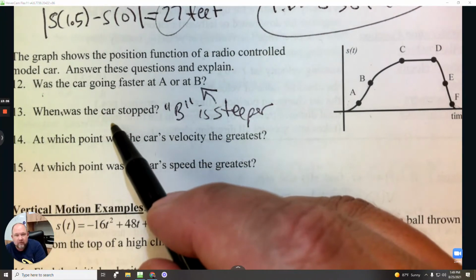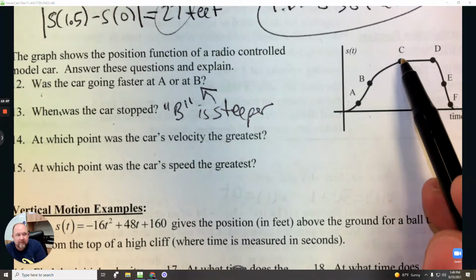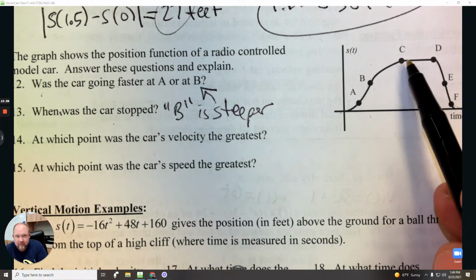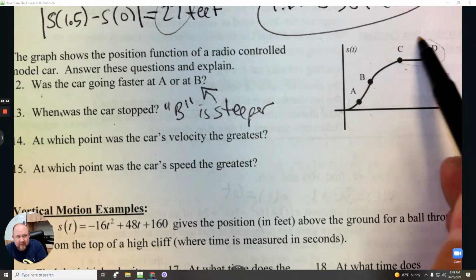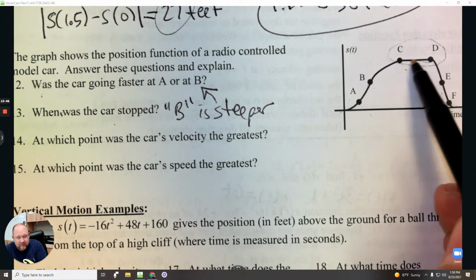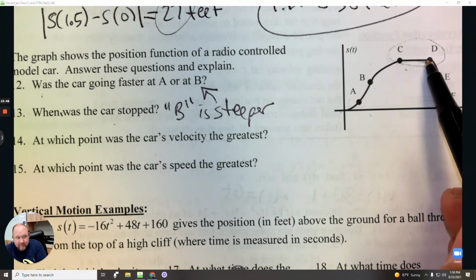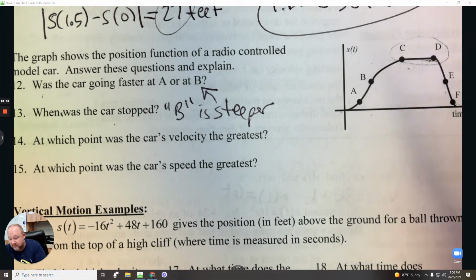When was the car stopped? So the car is stopped when the position doesn't change. Because this is a position graph, right here between C and D, the position stayed the same number. So when it stays the same position, it's at rest. It's stopped.